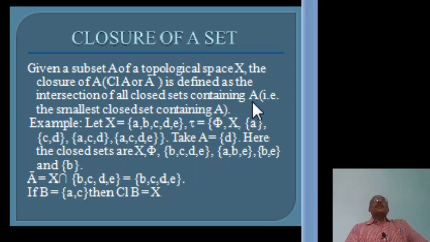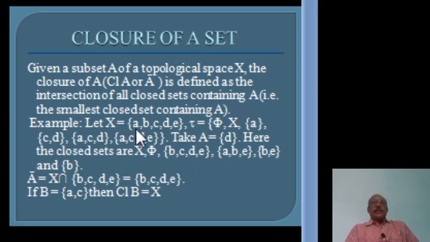Since it is the intersection of closed sets, it is also a closed set. Since each closed set considered here contains A, the intersection is also a set containing A. So, A bar is a set containing A. As it is the intersection of certain closed sets, it is the smallest. So, A bar is the smallest closed set containing A. So, equivalently, closure of a set is the smallest closed set containing A.